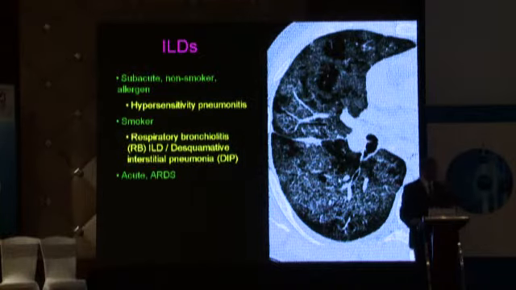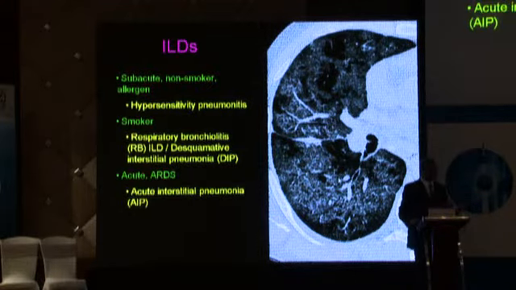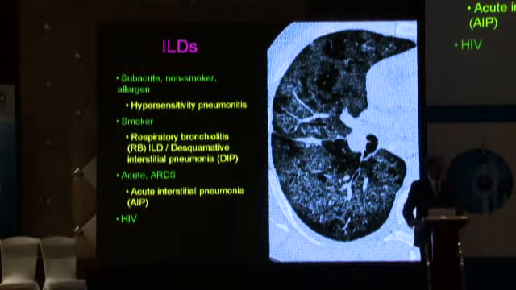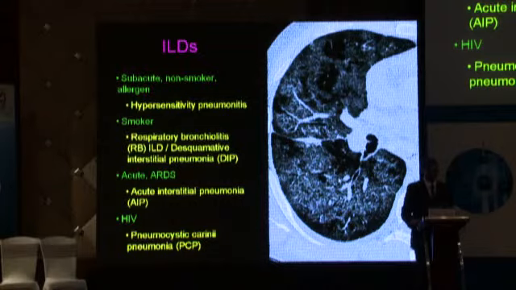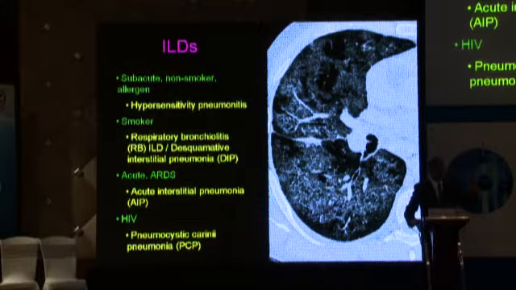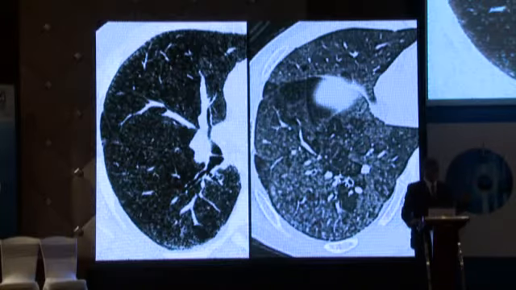respiratory bronchiolitis ILD. If this patient presented with a 24-hour history, was sick, needed ICU admission and a ventilator, we would call this acute interstitial pneumonia. And if the patient is HIV positive, the same pattern would be called pneumocystis carinii pneumonia. The same pattern. Nothing changes. It's just the story that changes, and the story completely then changes the diagnosis that we have.